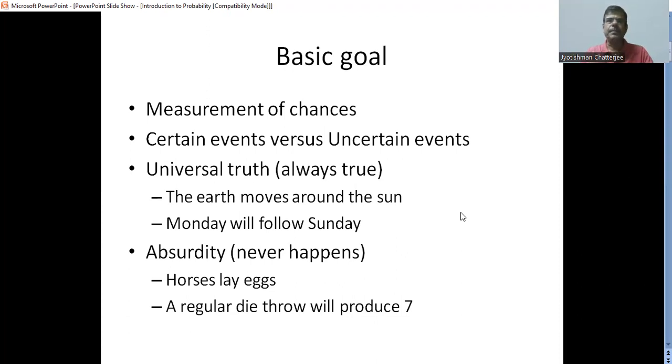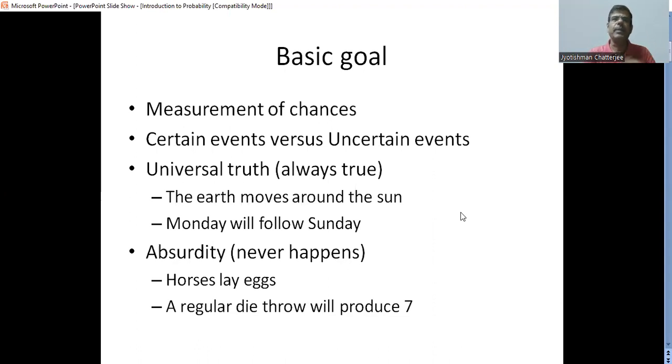Let's look into the other extreme. There are statements which are never true or absurdity. Say, for example, horses lay eggs, or throw of a die will produce 7. We know that a die has 6 faces, 1, 2, up to 6. So whenever we roll a die, it will produce either 1 or 2 or up to 6, but it can never yield 7. So both the statements are absurdity. In other words, will never happen.